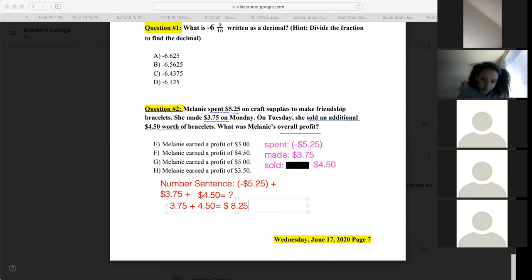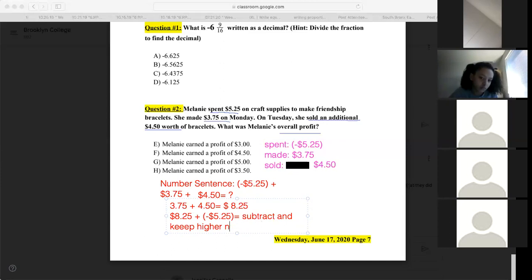Good. And then what do we have to do? We have to do one more thing. What do we now have to do with that and the negative 5.25? We have to add. Good. And now the signs are the same or different, Chris? Different. So if the signs are different, what do we do? We subtract and keep the sign of the higher number. Good.